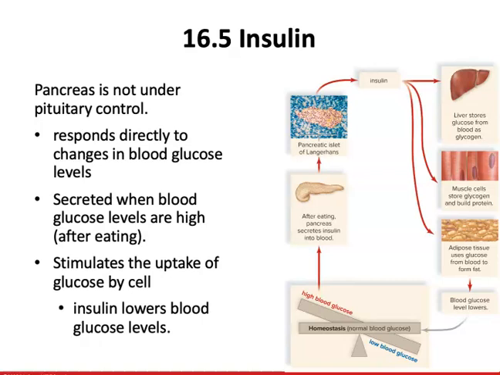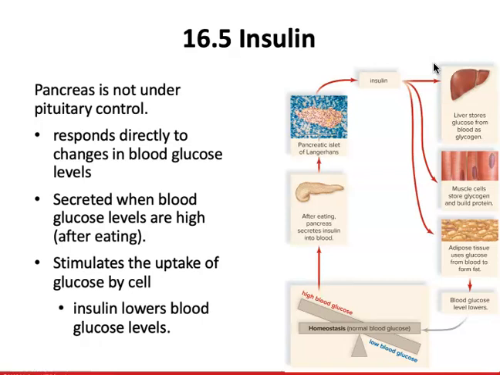The pancreas is not going to be under pituitary control. It's going to respond directly to changes in the blood glucose level, so it works on its own. But what happens is when your blood glucose levels spike, insulin is produced and released, and it's going to prompt the liver to store that sugar, take it out of the bloodstream, and help absorb that sugar.